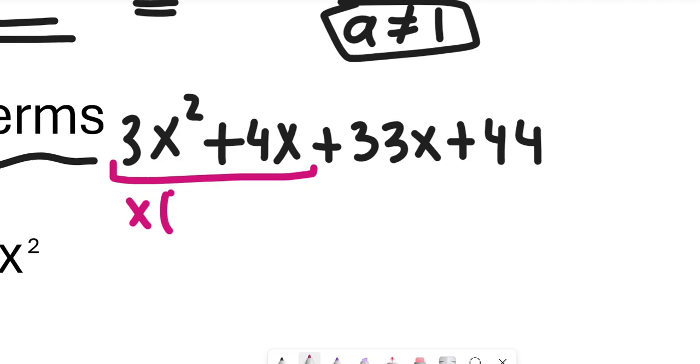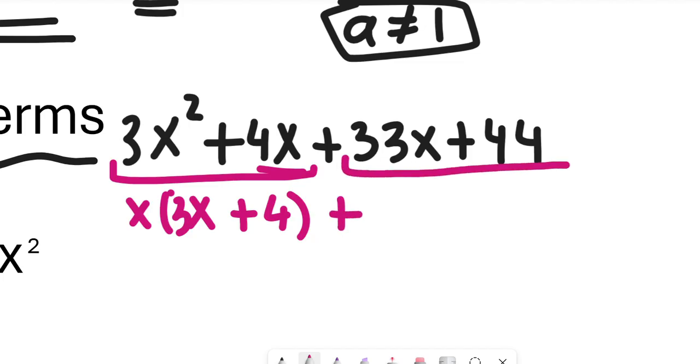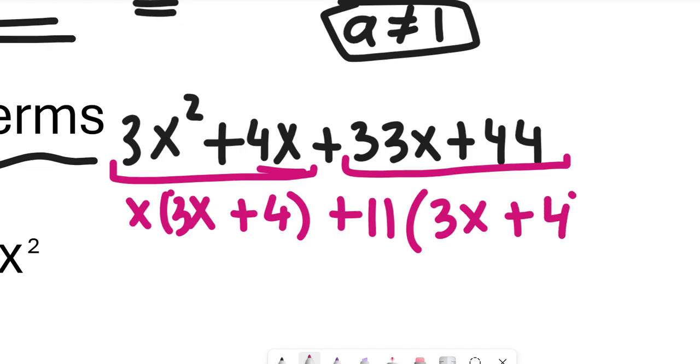What's remaining when we get x out? 3 multiplied by what, x multiplied by what will give us 3x squared? It's 3x. And then x multiplied by what will give us 4x? It's 4. Now for the other two terms, what are they both divisible by? They are divisible by 11, right? So 11 multiplied by 3x will give me 33x, and 11 multiplied by 4 will give me 44.